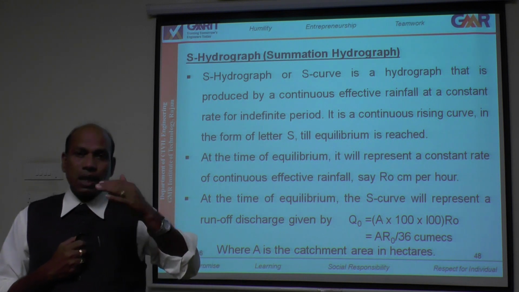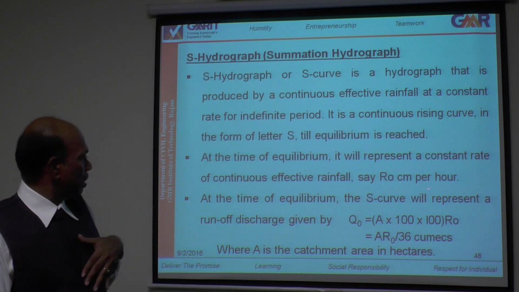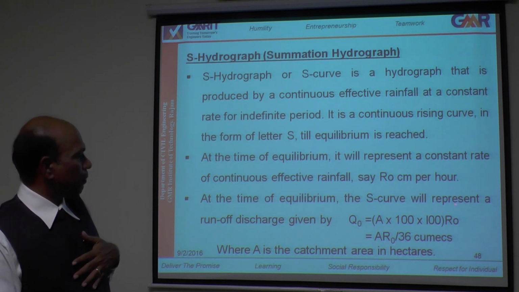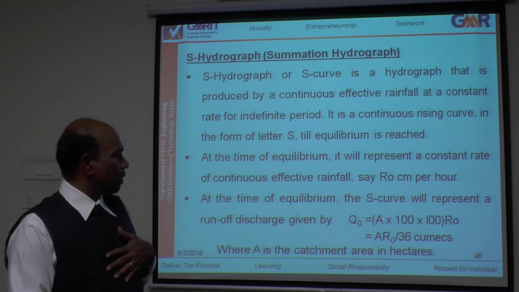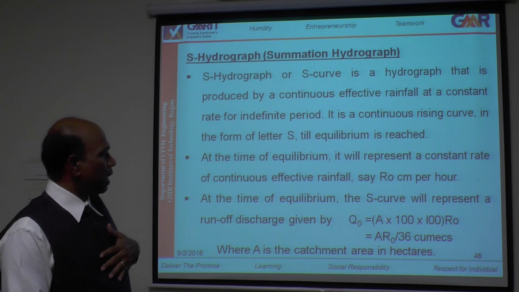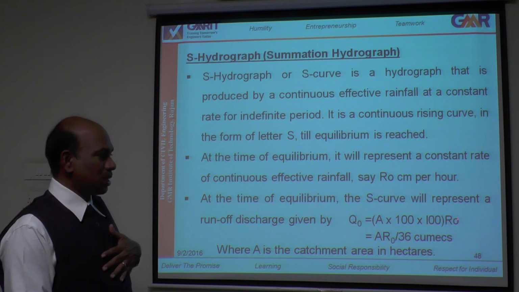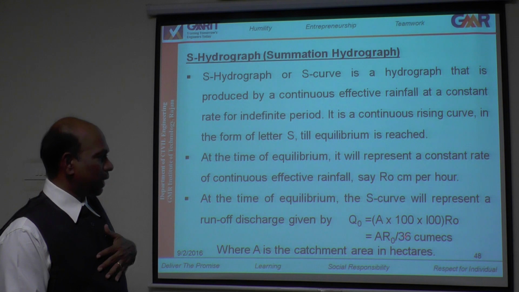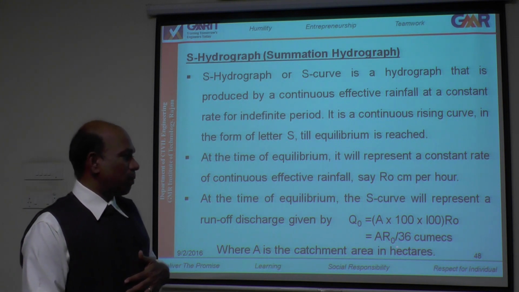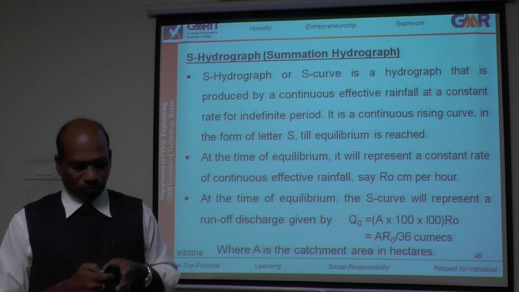And also at equilibrium, we have some discharge. That is, the S curve represents the runoff discharge. We have one formula: Q is equal to A into 100 into 100 into R0, divided by 3600, where R0 is in centimeter per hour. Here these are multiplied because the area is in hectares. So A R0 divided by 36 cumecs is the discharge at the time of equilibrium, where the area is in hectares.